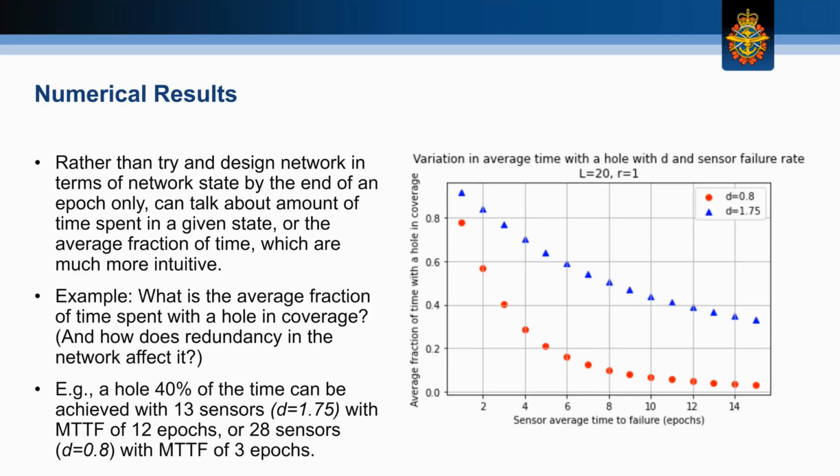So this allows network designers to trade off investments in the quality of the sensors themselves, hardening of these sensors, making them, buying more expensive components, versus just deploying a larger number of poorer quality sensors.